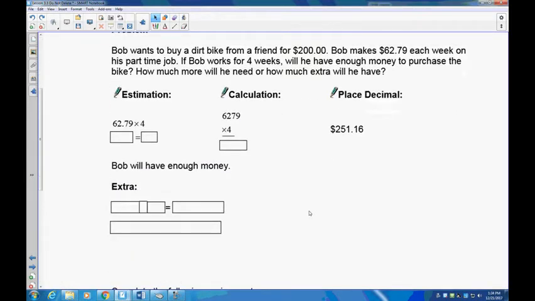Bob wants to buy a dirt bike from a friend for $200. Bob makes $62.79 each week on his part-time job. If Bob worked for 4 weeks, will he have enough money to purchase the bike? How much more will he need, or how much extra will he have? So please pause the recording and find the answer to this question.